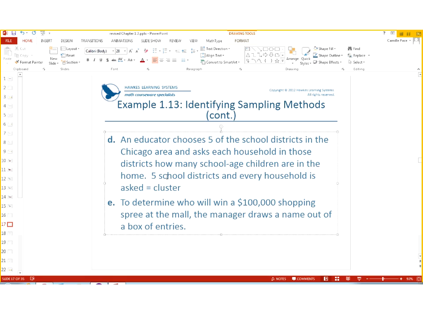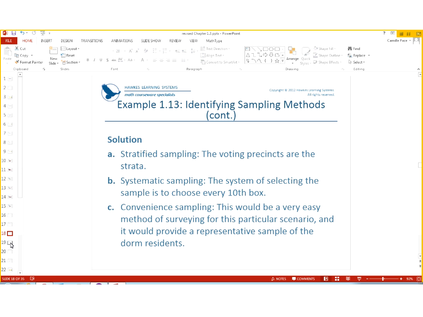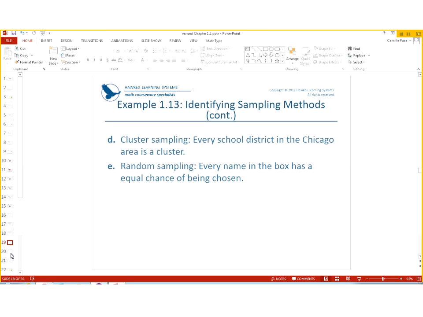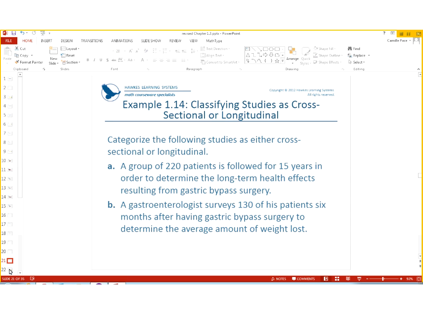To determine who will win a $100,000 shopping spree at a mall, the manager draws a name out of the box of entries. Just like the lottery, guys. This is a random sample. All right, so we already looked at those, and there's the answers if you need more.